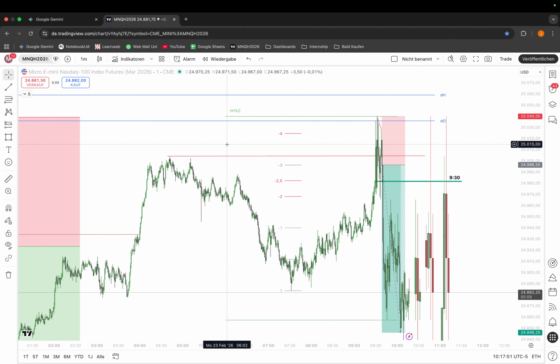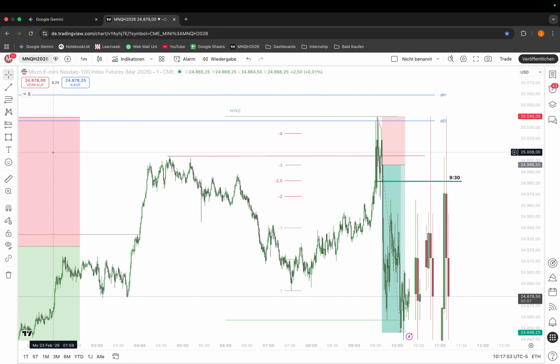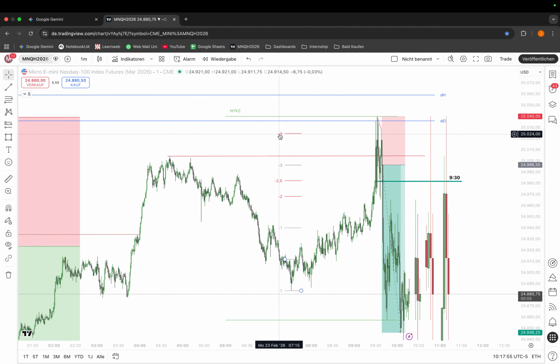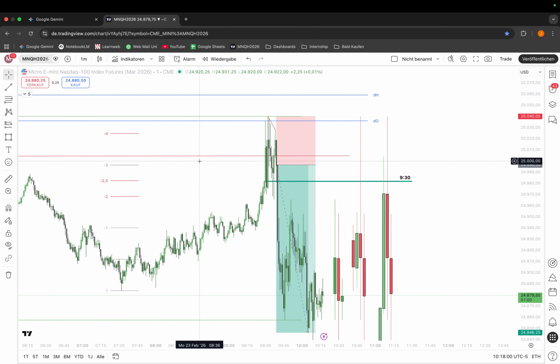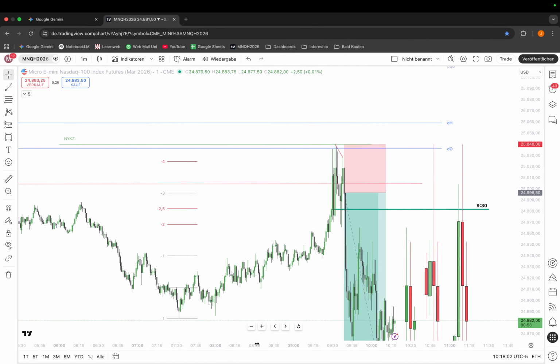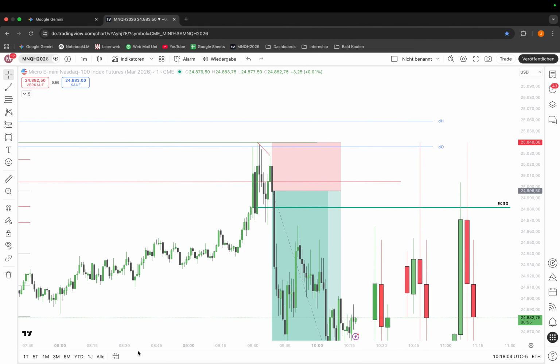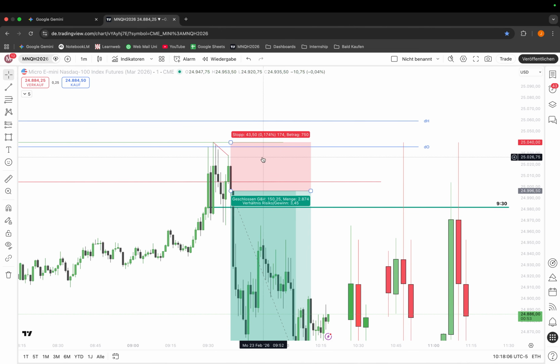So all my criteria was met. We had premium conditions, we had a high getting swept, and we had the -4 level here. And that's it, what I'm waiting for. And then in addition to this, this is my entry model.